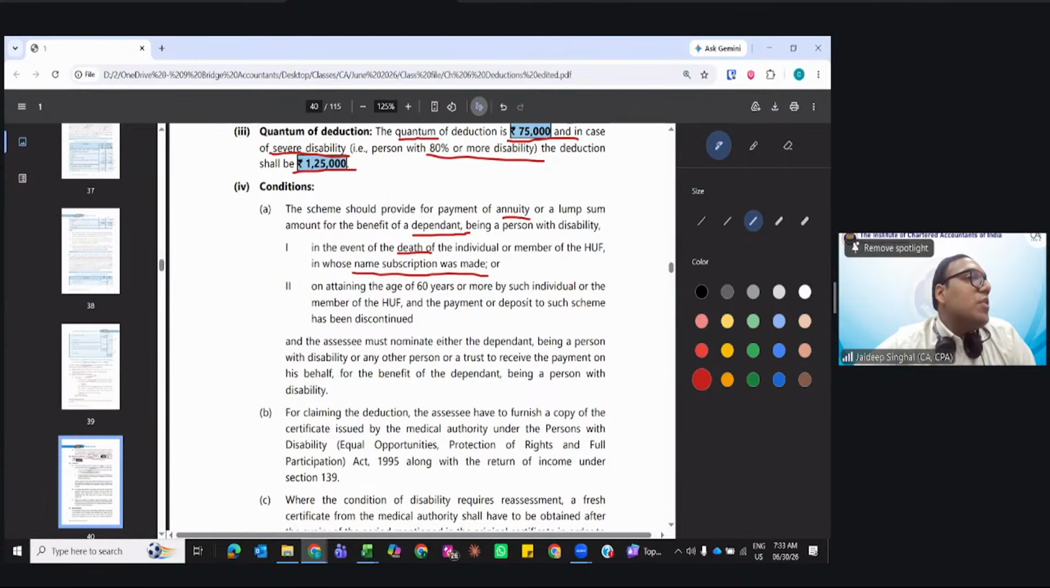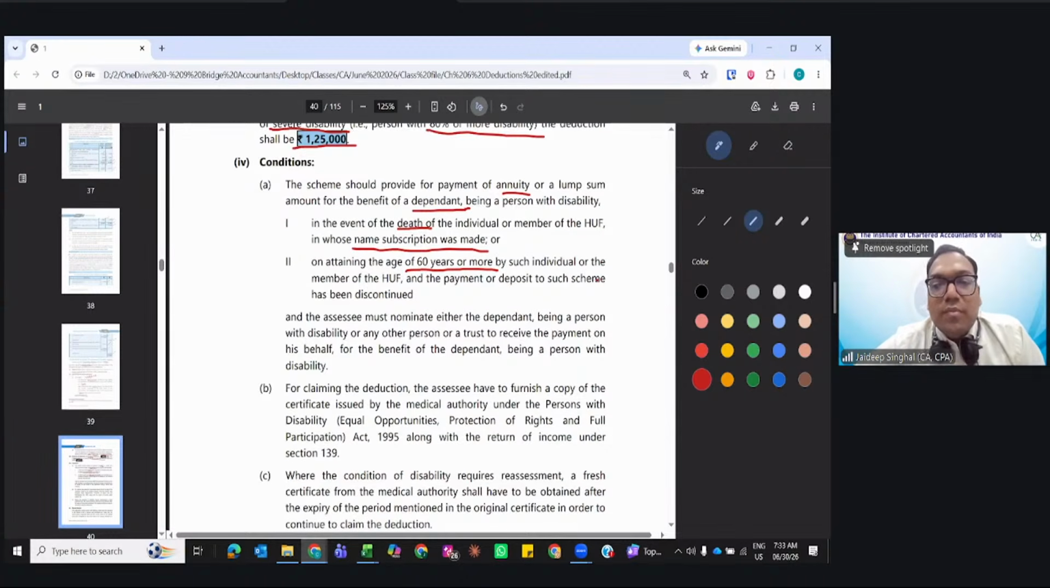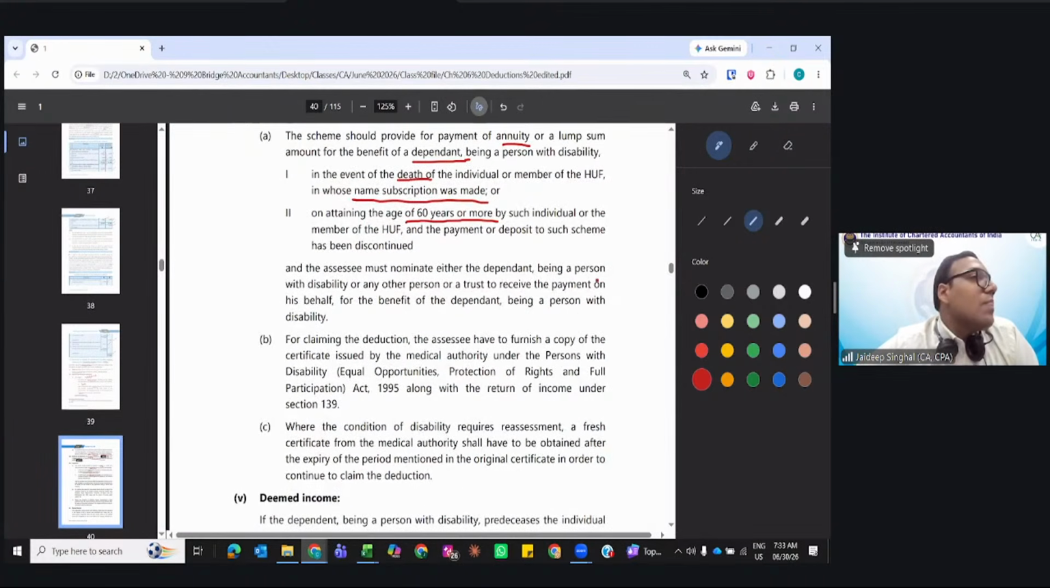The policy will provide like this: if there is a death of the subscriber, the amount will be paid to the dependent disabled, or on attaining the age of 60 years or more by the individual or member of the HUF, for whom the payment or deposit to the scheme has been discontinued. Normally you pay premiums till the age of 60 years. After you attain the age of 60 years, the payments will discontinue, right? There is no premium to be paid.